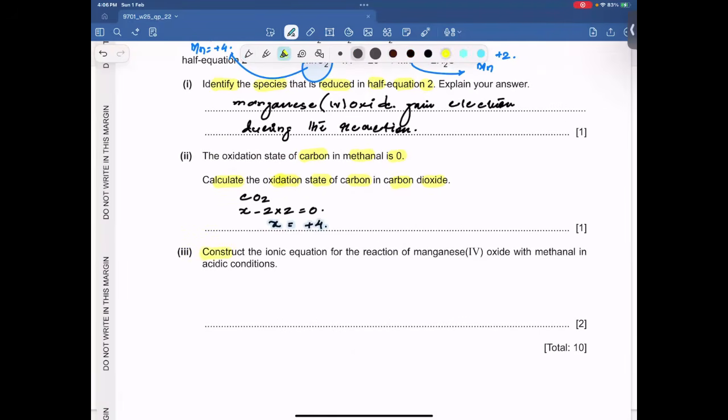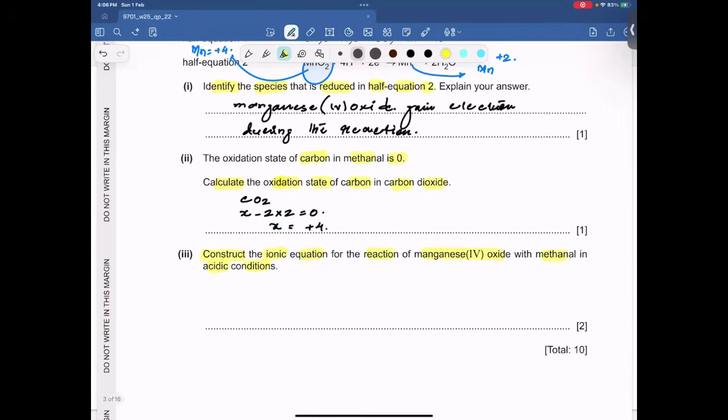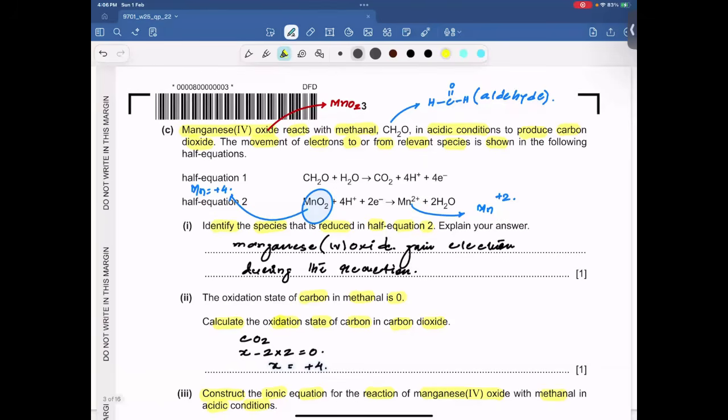Construct an ionic equation for the reaction of manganese 4 oxide with methanol in acidic condition. We have done this sort of equation in the class, especially in carbonyl compounds in alcohol. That's also called ion electron equation. So what we can do is we need to write both the equations.